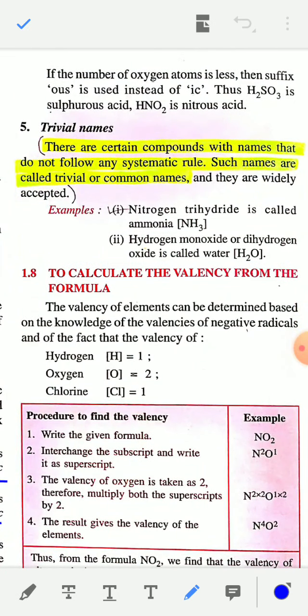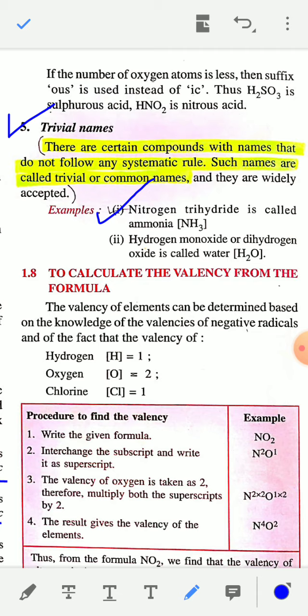Now see trivial names. Trivial name means some common name. There are some compounds which have common names, like ammonia for the hydride of nitrogen. So there are certain compounds with names that do not follow any systematic rule. Such names are called trivial or common names, and they are widely accepted. Nitrogen trihydride, that is NH3, is called ammonia.